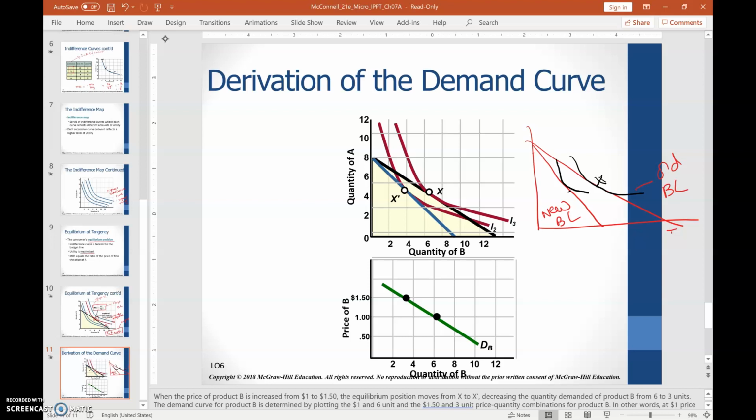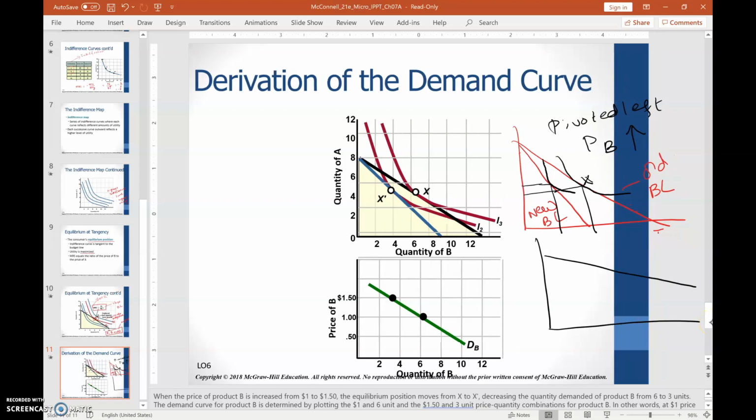So the way they did this graph here, I'm not very happy with it because it looks like the budget line has pivoted to the left. That means the price of B went up. If the price of B went up, the consumer is going to buy less B.